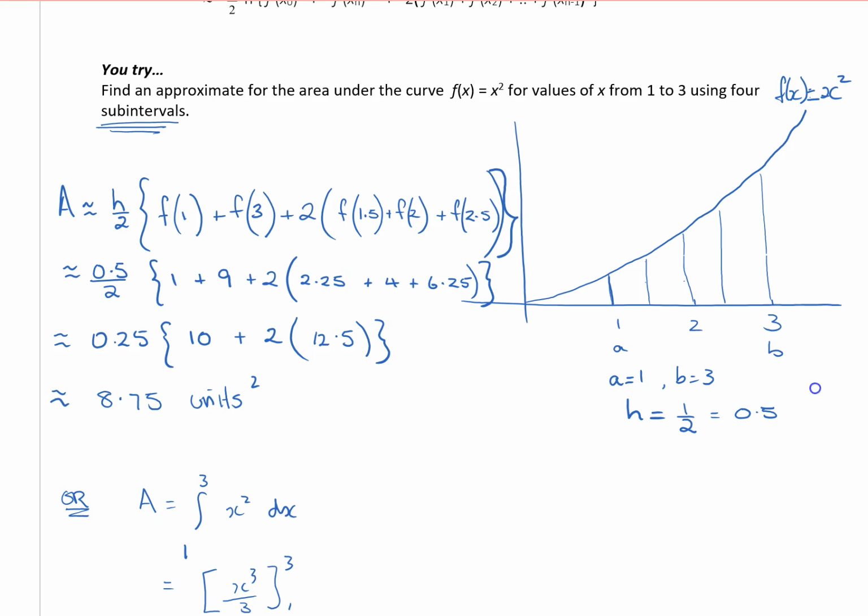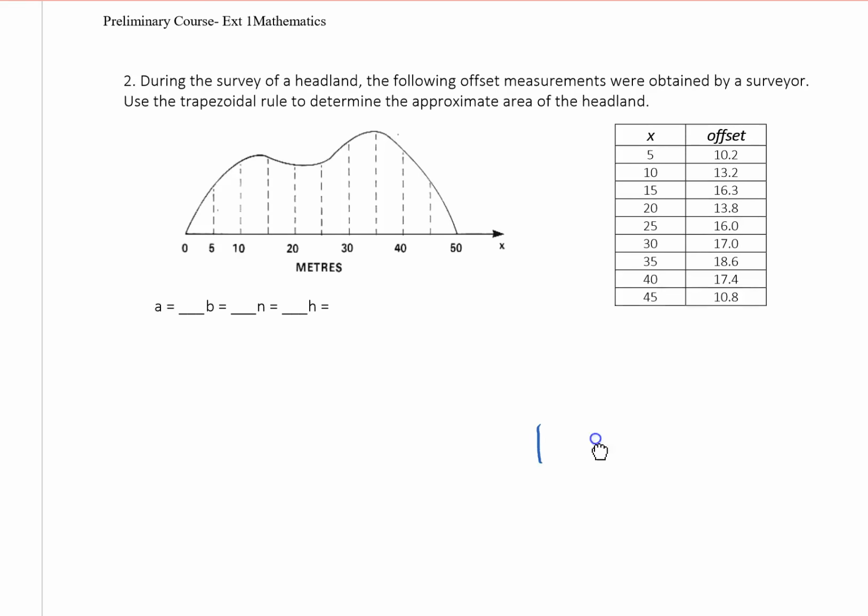Interestingly, if we did it using calculus, the area is equal to the integral from 1 to 3 of x squared, and add 1 to the index, divide by the new index. I just don't know why that's not scrolling. Hang on. Whoops.